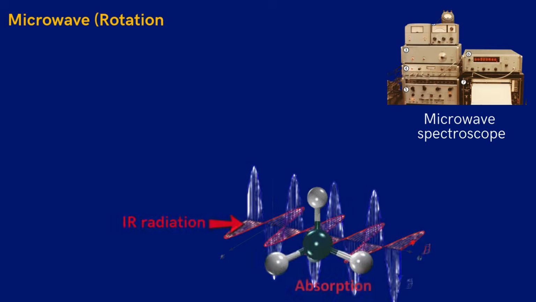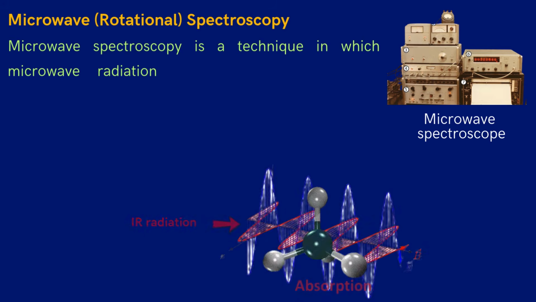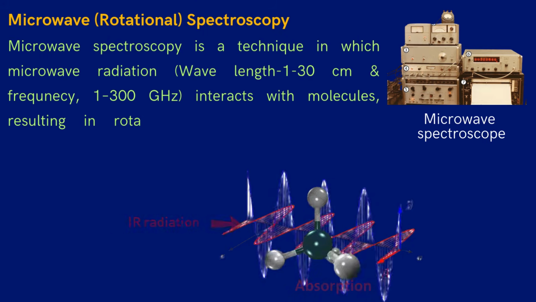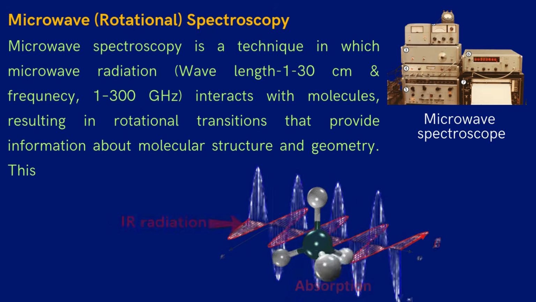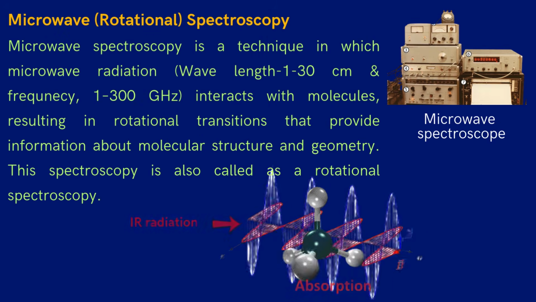Let us see, what is microwave spectroscopy? Microwave spectroscopy is a technique in which microwave radiation interacts with molecules, resulting in rotational transitions that provide information about molecular structure and geometry. This spectroscopy is also called rotational spectroscopy.